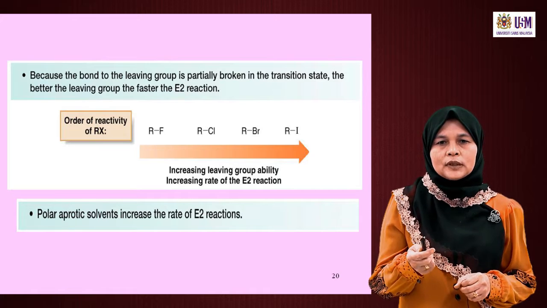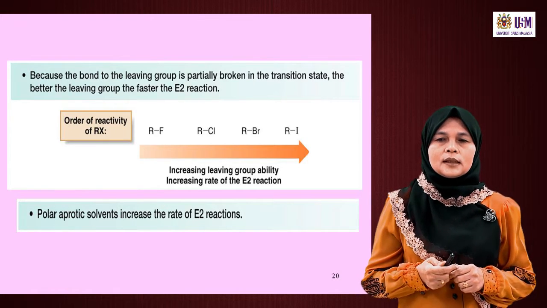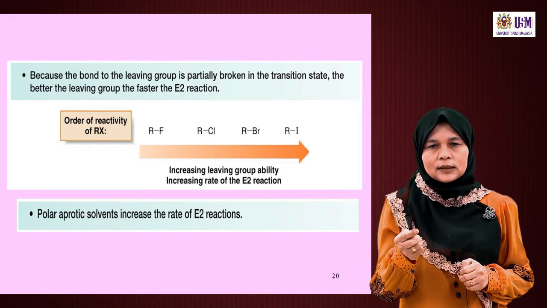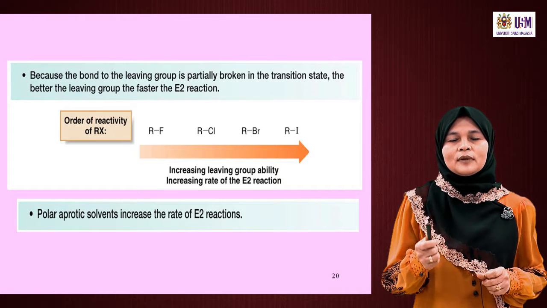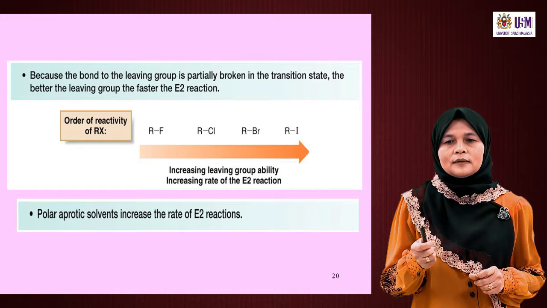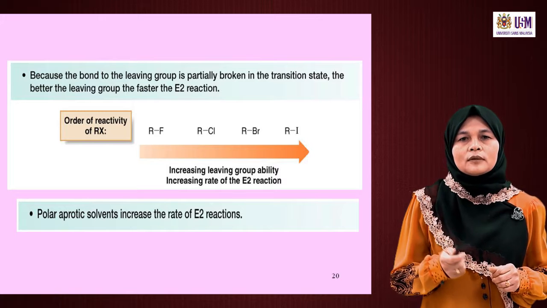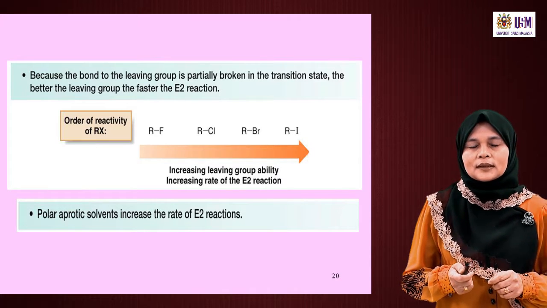Since the bond to the leaving group is partially broken in the transition state, the better the leaving group, the faster the E2 reaction. Shown here, increasing leaving group ability will increase the rate of the E2 reaction from left to right. And polar aprotic solvents normally increase the rate of the E2 reaction.